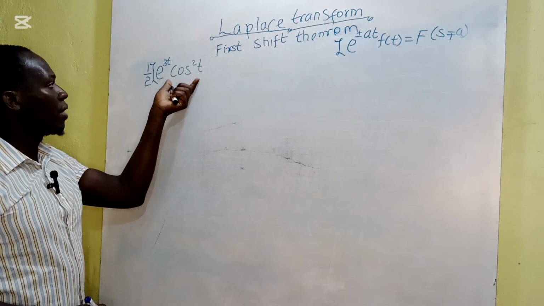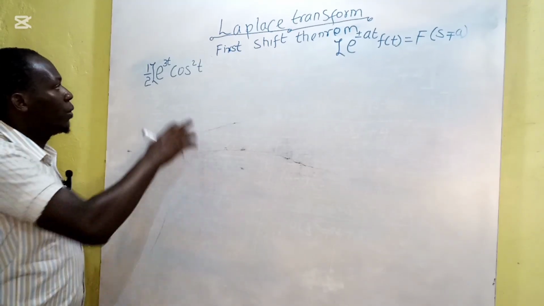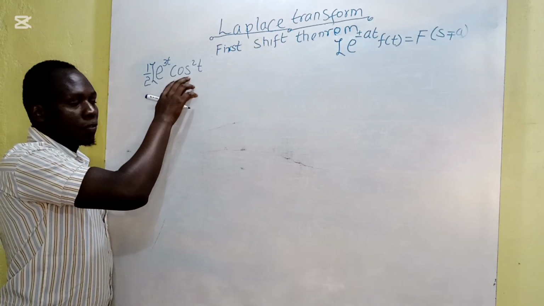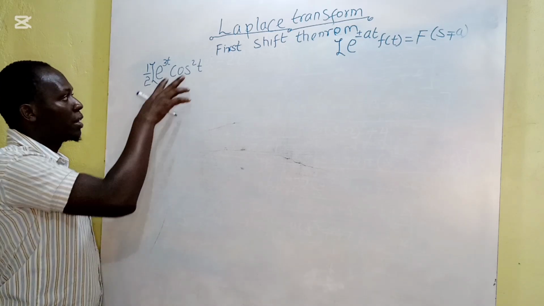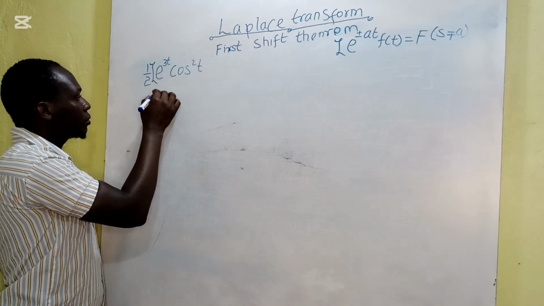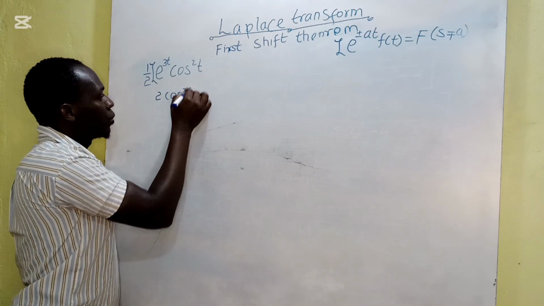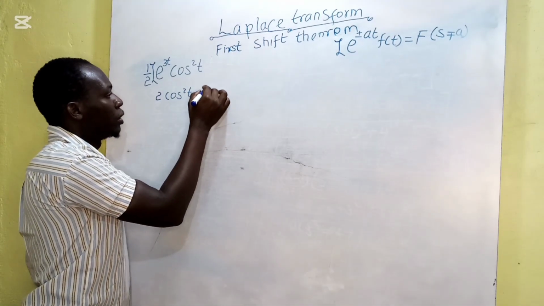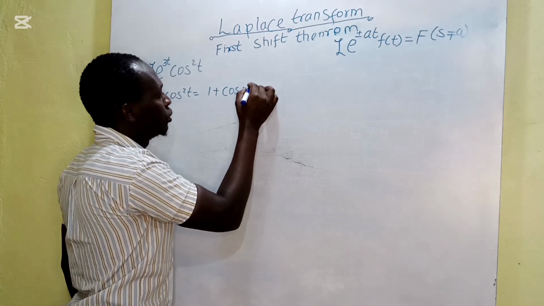When you've been given a function like this one, the first thing that we need to understand is that we cannot find the Laplace transform of this function directly. To mean that, we are going to simplify it. And by simplifying this function here, we understand that 2 cos squared t is equal to 1 we add to cos 2t.